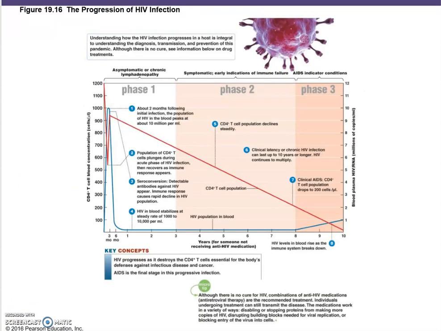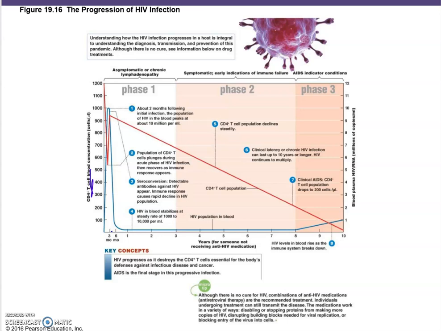Here are the phases of HIV infection in a diagram. In the initial infection, you have a high viral load, but your helper T cell count at first takes a drop and then comes back up as the body fights the infection. But then as you are entering from phase 1 into phase 2, you're going to have a steady decline of your helper T cell population. You're supposed to have about 800 or so. So this is your helper T cell count, CD4 plus T cell count.